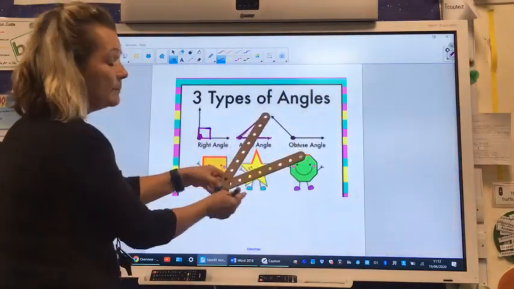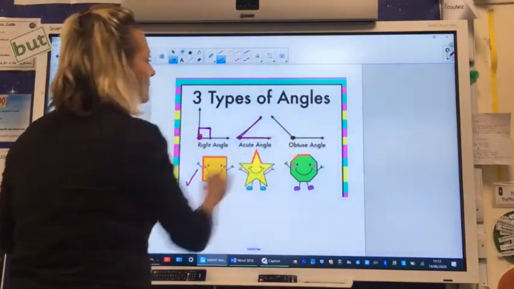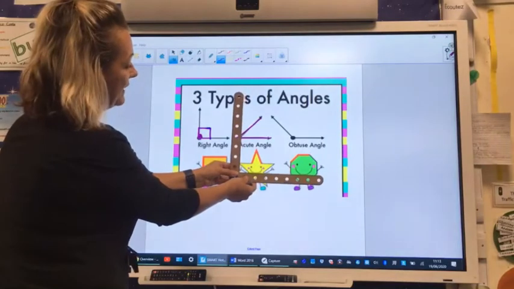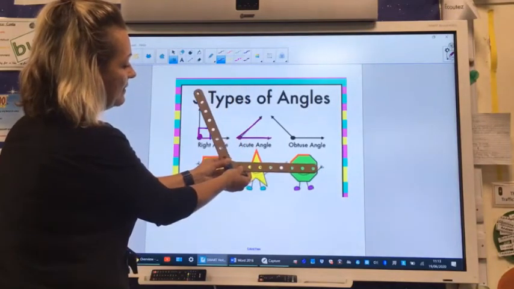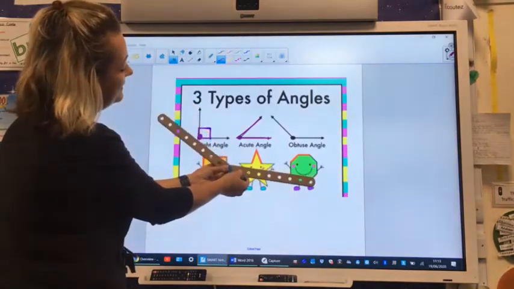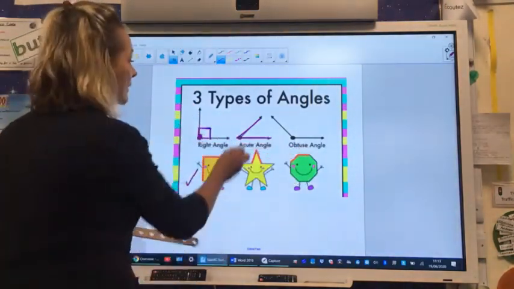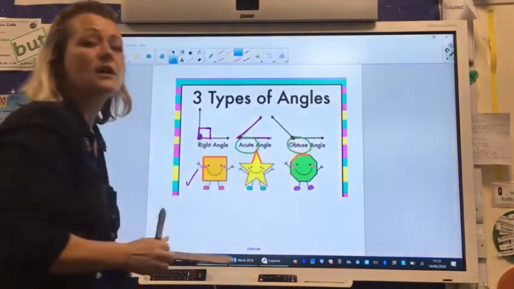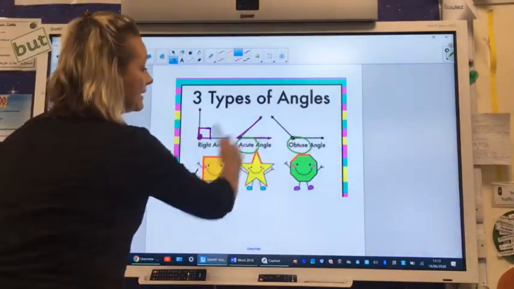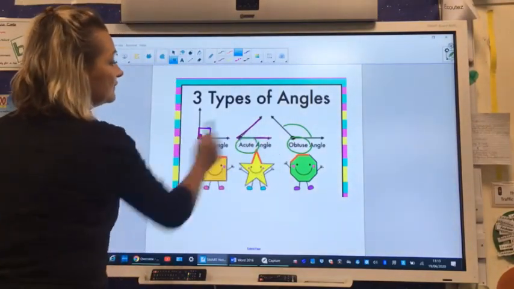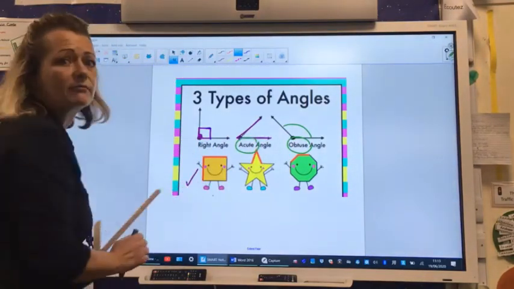The opposite then is the obtuse angle. Anything bigger than a 90-degree angle, you can see anything bigger where my two lines are doing the splits. You can see that's called an obtuse angle. We need to remember these words, acute, obtuse. We need to remember which way round they are, that obtuse is a bigger angle, acute is a smaller angle, and then we have our right angle.